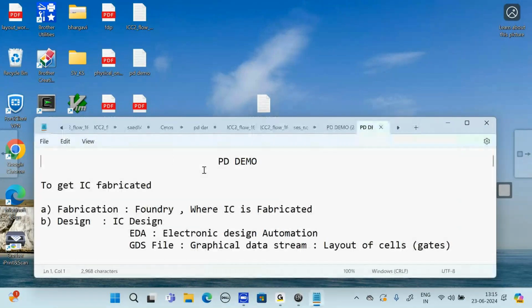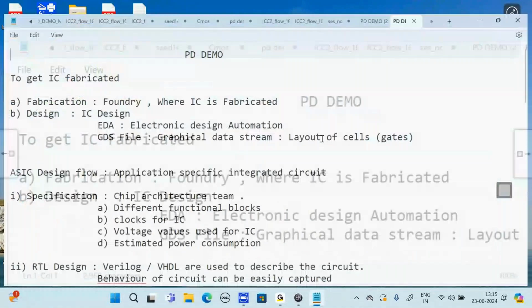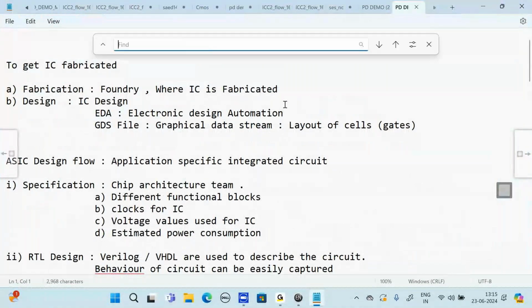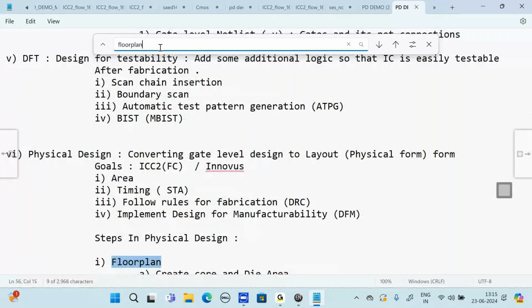So I want to find some word. How to find here? Press Control F, and I want to find what? Floor plan. It's finding, right? But the same operation you can do in GVM by using a command. So what is the command for that? So the file has some commands to use it. So how to use that?